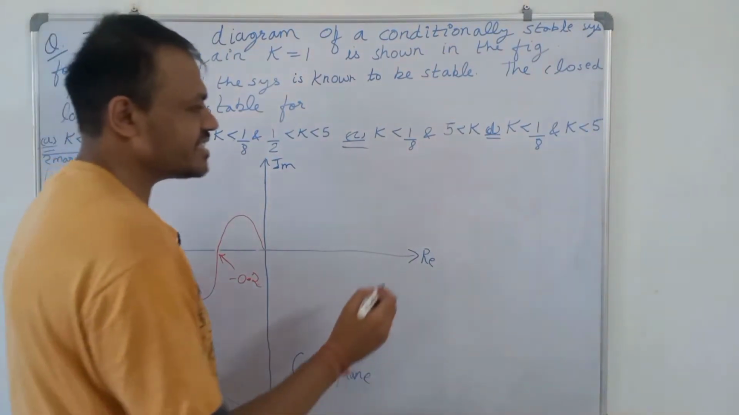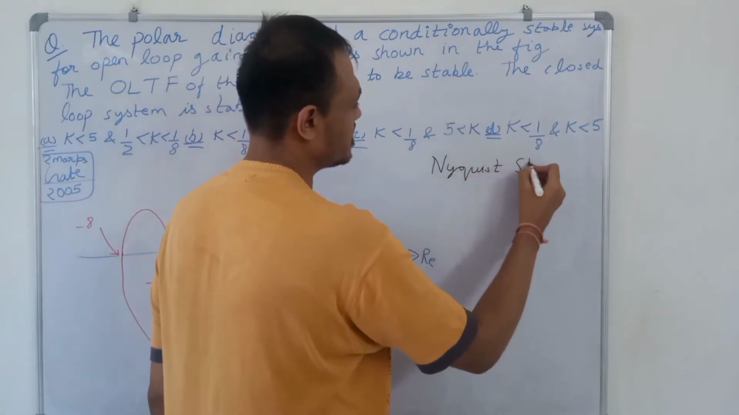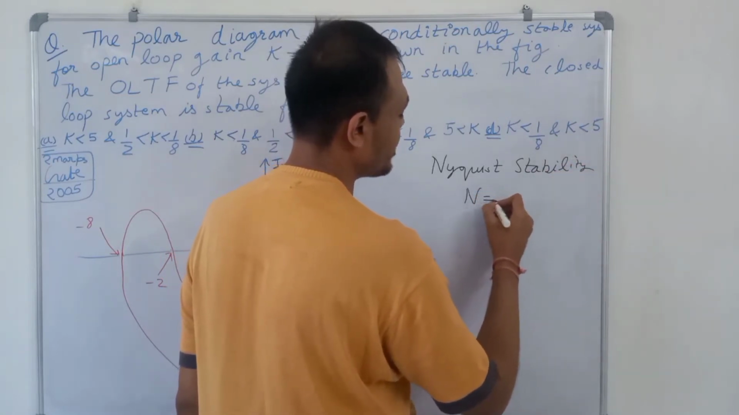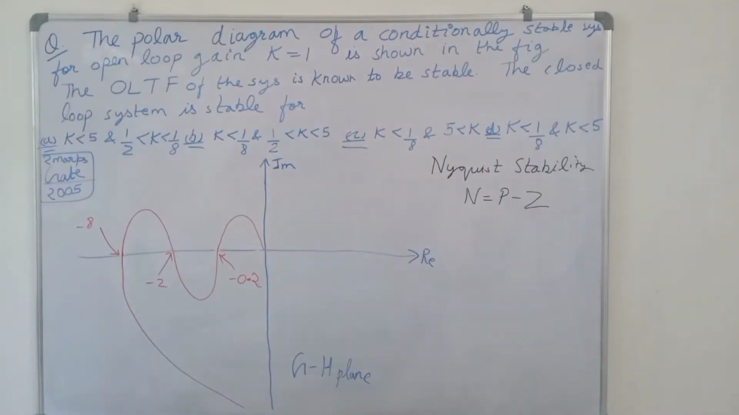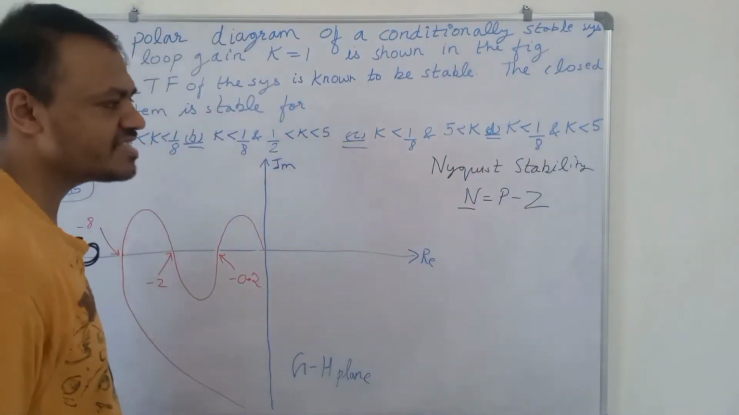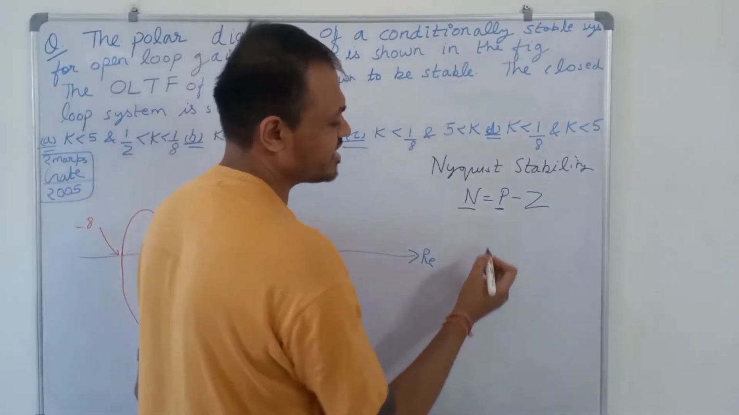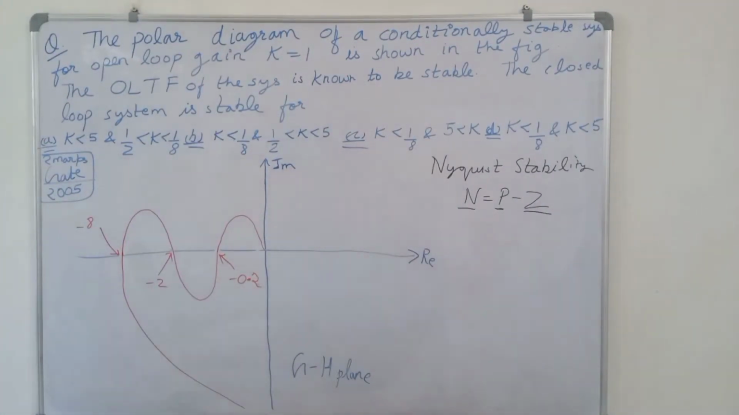So as per the Nyquist stability criterion, N should be equal to P minus Z, where N is the number of encirclements of the critical point in anti-clockwise direction, P is the number of right hand poles of the open loop transfer function, and Z is the number of right hand poles of the closed loop transfer function. So this is the Nyquist stability criterion.